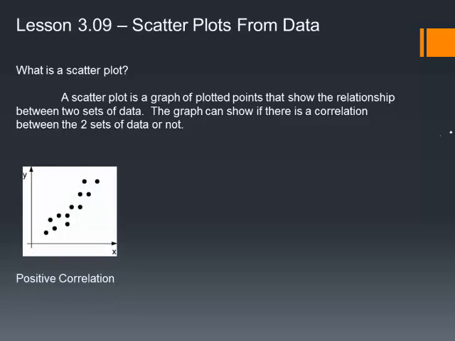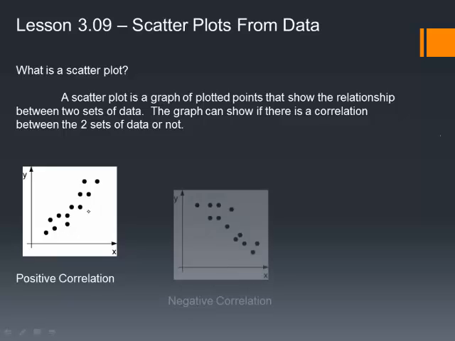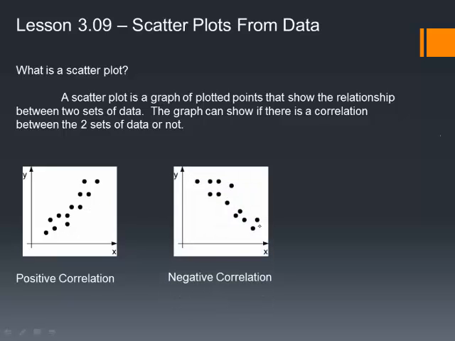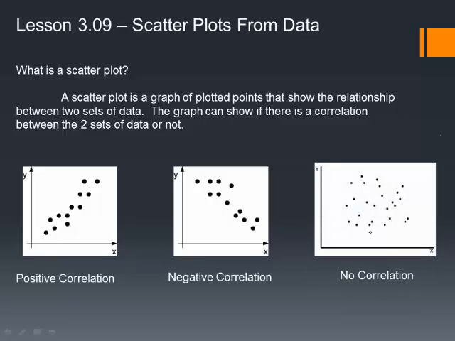So we can have a positive correlation in which the dots move upward in a positive slope, like this. We can have a negative correlation where the dots move downwards. And you can have no correlation where you just get a random mass of dots.